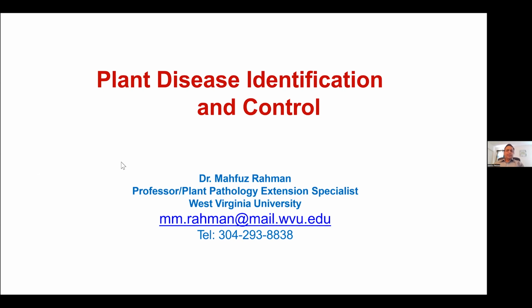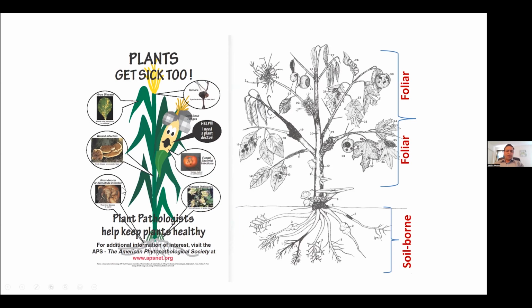So this is a slide. This is a schematic from our professional society, the American Phytopathological Society. This schematic is basically to show you that plants can get sick, plants can get disease, not only on one part of the plant, but also starting from the root system all the way up. So you can see here, just showing many different diseases. So once again, this is a schematic, so it's not real disease issues.